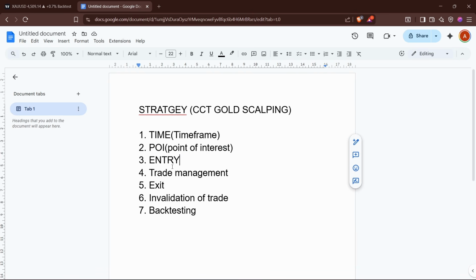And then we will talk about the entry confirmations, trade management, exit criteria, how much you should take profit, and where you should close the trade. I will give you everything about that. And the invalidation of the trade, which is also one of the important things. And also we will do the backtesting of the gold.